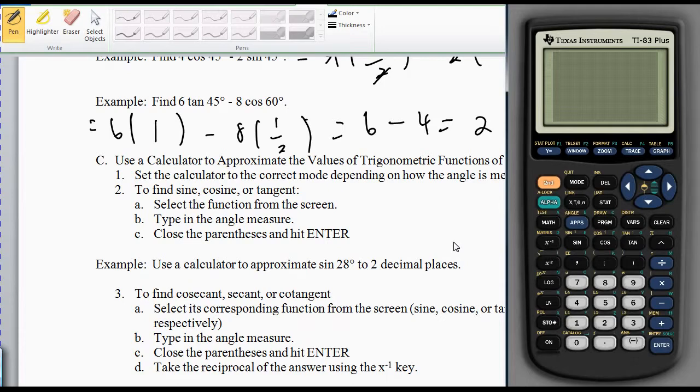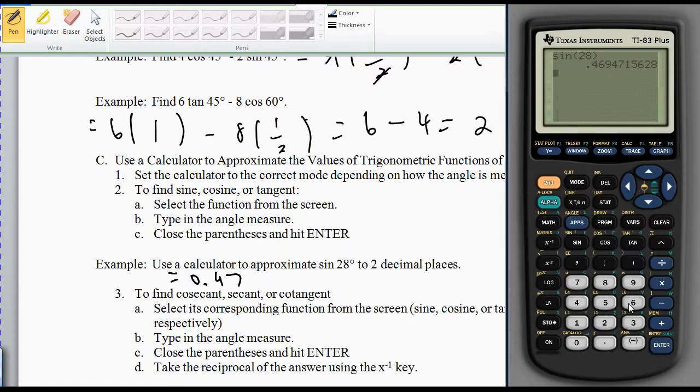Notice that the 28 is in degrees, so I want to go to mode and make sure that it's in degrees. That's the first thing. So now I'm going to hit sine and just type in 28, close parentheses, enter, and I get my answer. We're rounding to 2 decimal places, so it's 0.47.